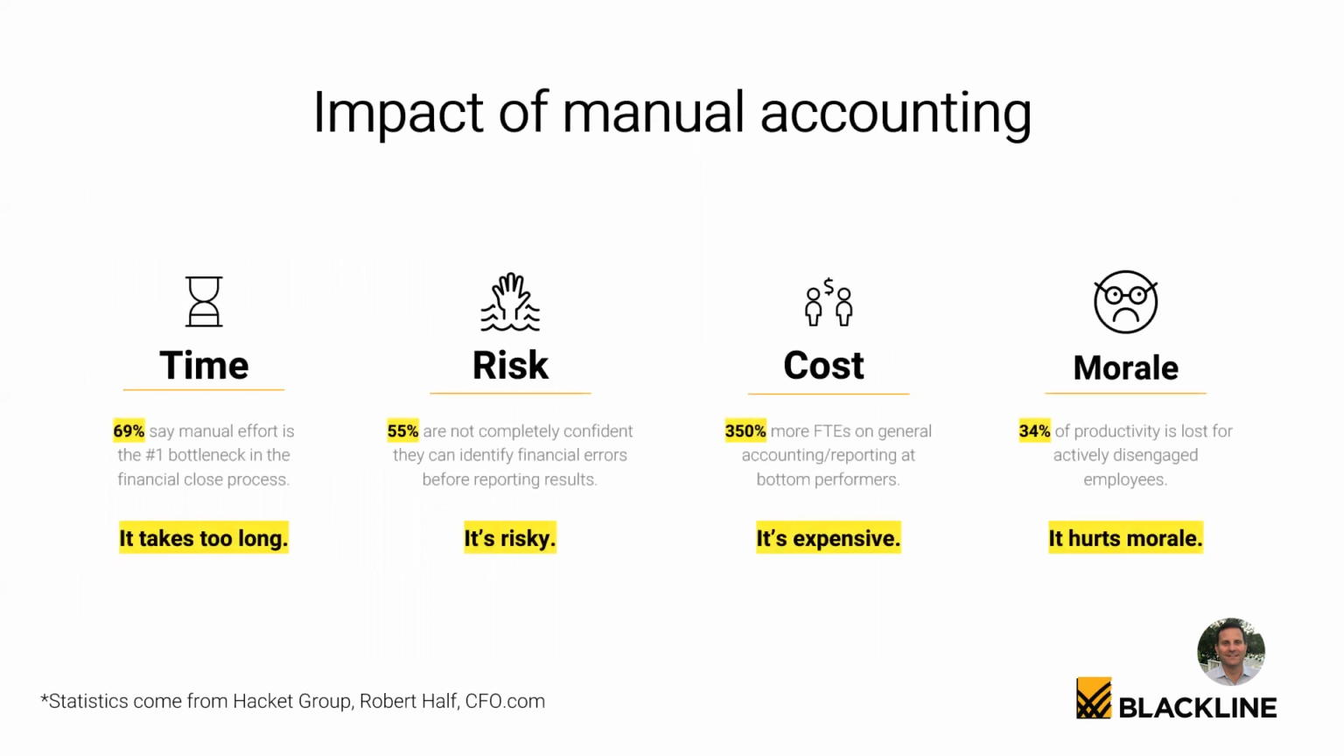And why isn't it sustainable? Well, it really boils down to four things: time, risk, cost, and morale. The time your team dedicates to manual tasks becomes a bottleneck, and it causes your month-end close to take longer and longer to complete. And it's risky to complete tasks manually in Excel because it's hard to prevent mistakes, and that can lead to inaccurate financial reports or forgetting to do key tasks.